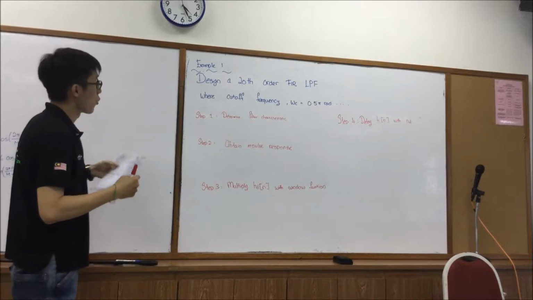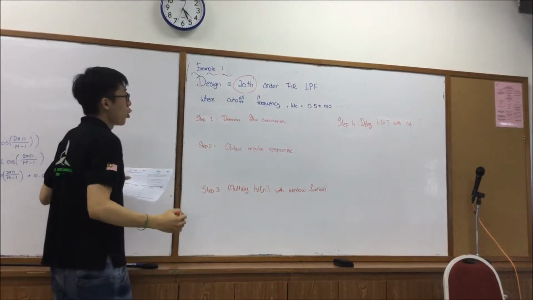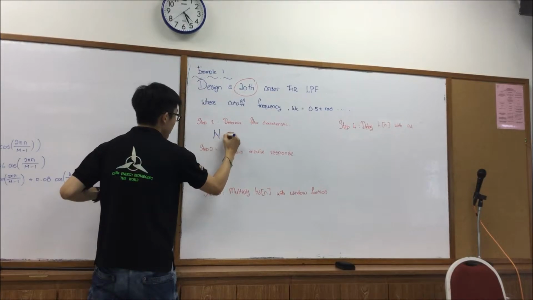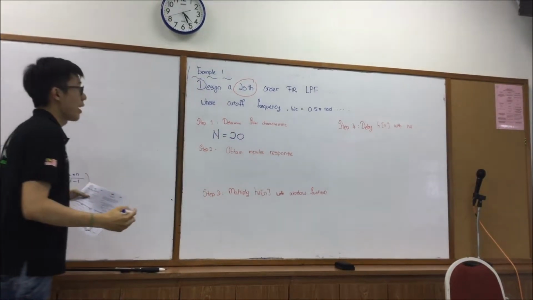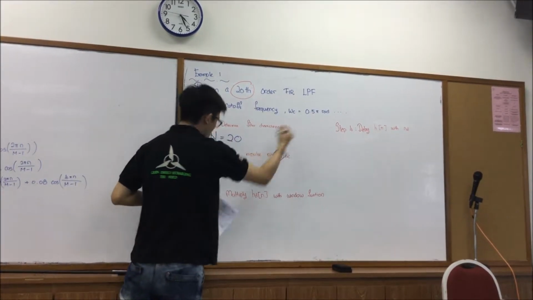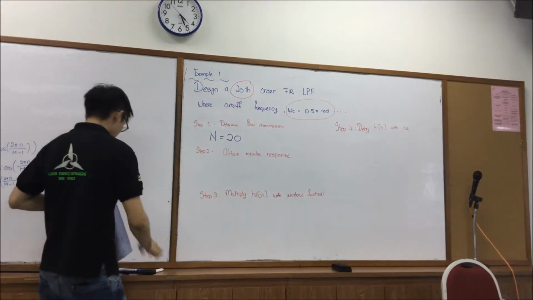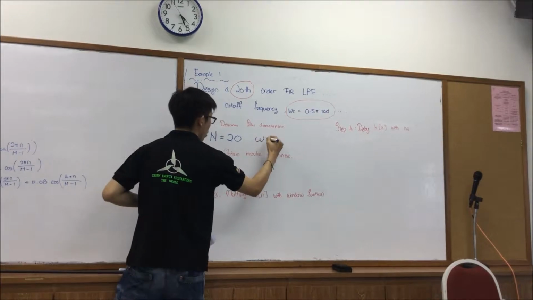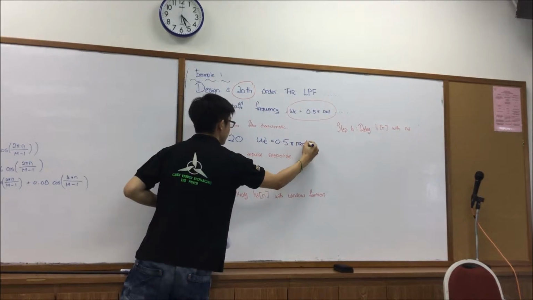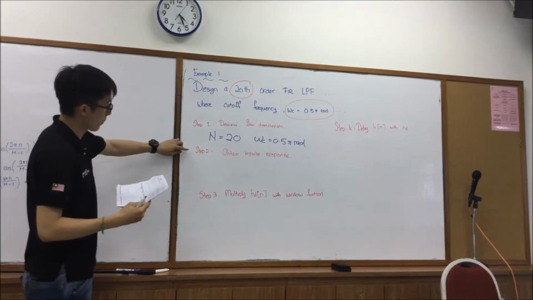So, for the question, we can know this is a 20-order FIR low-pass filter, where our filter order N equal to 20. And also, we have a cutoff frequency at omega c equal to 0.5 pi radians. So our cutoff frequency equals omega c 0.5 pi radians. This is for step 1. Next, we're going to step 2.